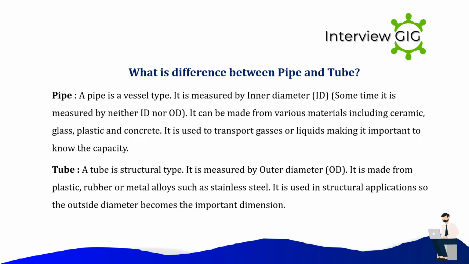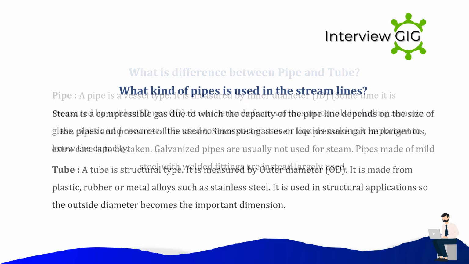A tube is structural type. It is measured by outer diameter, OD. It is made from plastic, rubber or metal alloys such as stainless steel. It is used in structural applications, so the outside diameter becomes the important dimension.